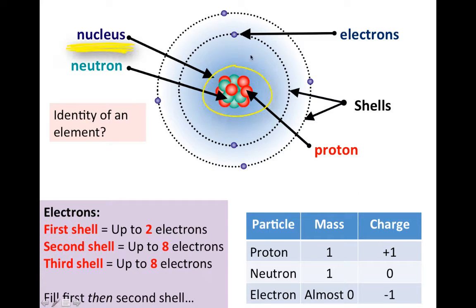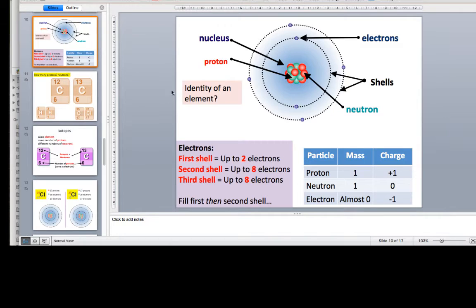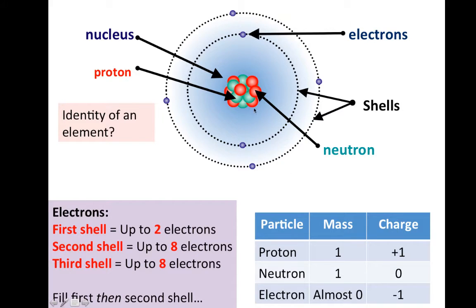So we have a nucleus in the centre of the atom, and the nucleus is made up of neutrons and protons. And as you'll notice, I realised that this was labelled wrongly. Can you spot how I knew it?